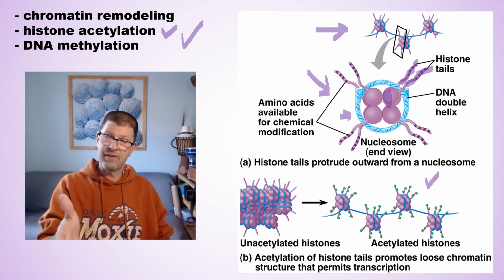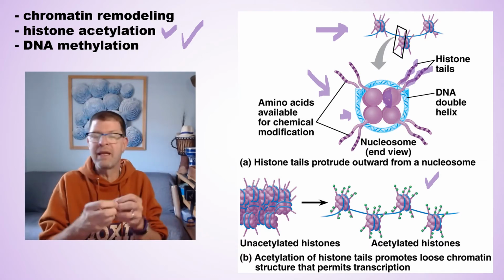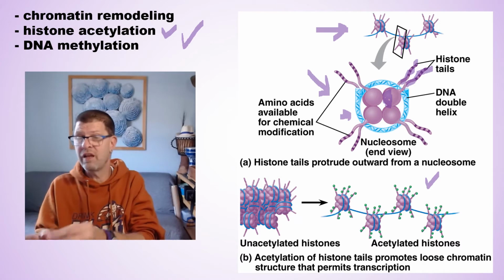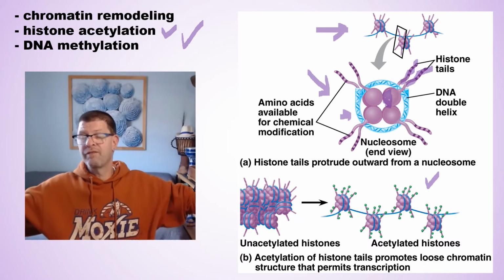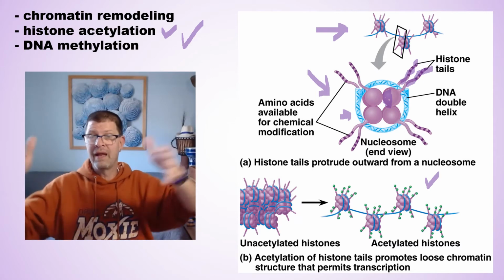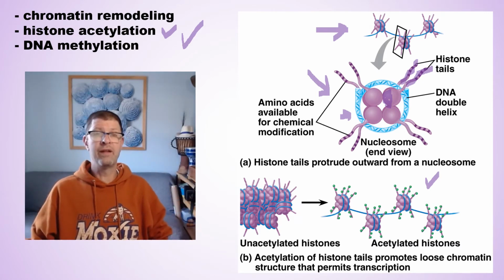Over on the left, it says unacetylated histones, and the DNA is all wrapped up and it cannot be transcribed. But on the right, the acetylated histones are kind of relaxing and letting the DNA out in between them, and as a result, we're going to be able to transcribe some of those genes. That's important. Then another thing here is called DNA methylation.